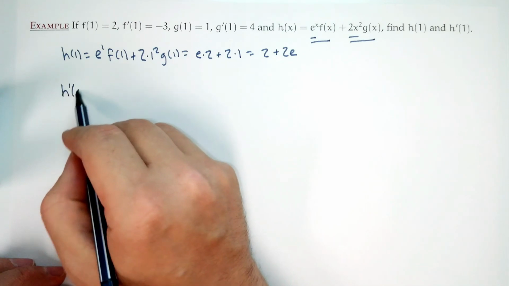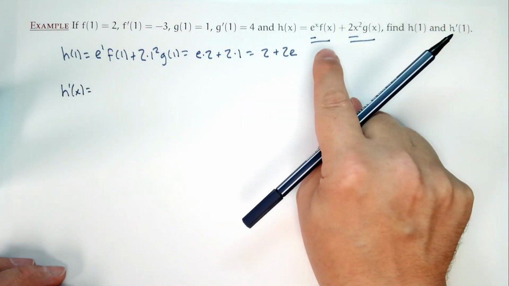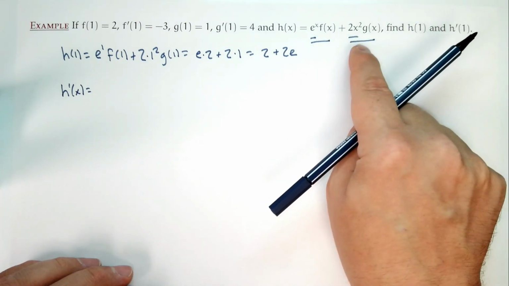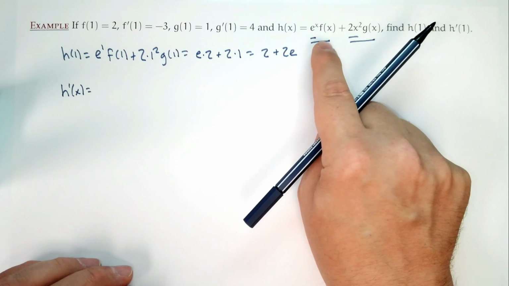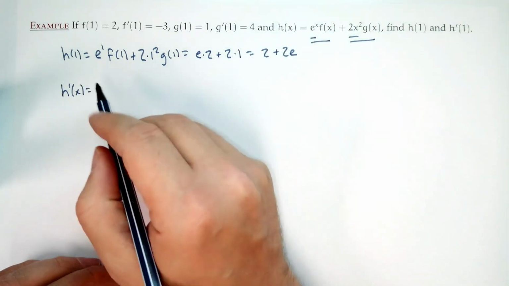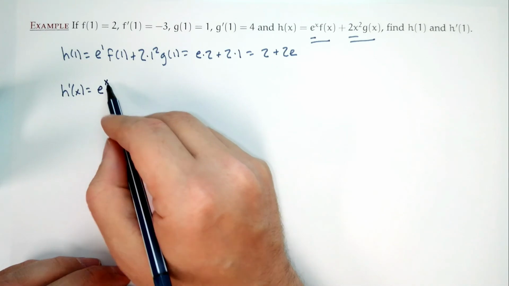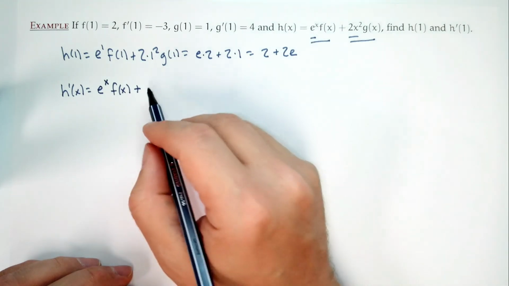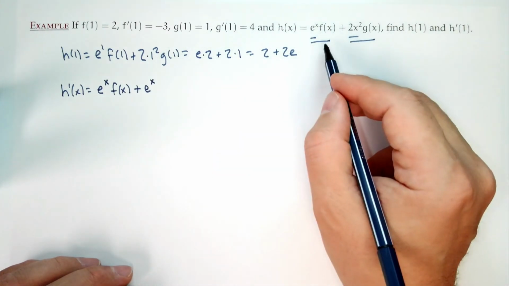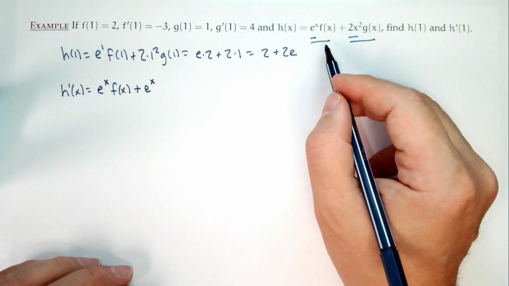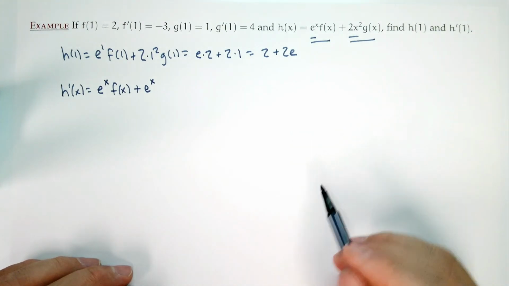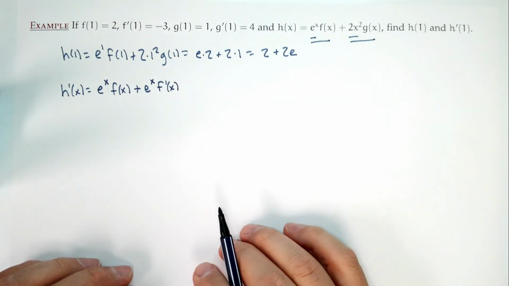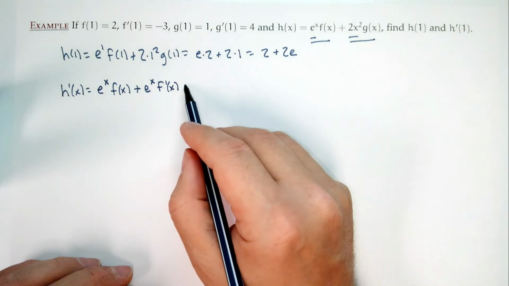So h prime of x. We do the first term, because the sum rule says, hey, I can take the derivative of the two parts, and I'll just add the results together. So I take the derivative of e to the x times f of x. I start by taking the derivative of e to the x times f of x, plus, now I take the function e to the x times the derivative of f of x. And now we come to the question, well, what is the derivative of f of x? The answer is it's f prime of x. It's the derivative of f of x.